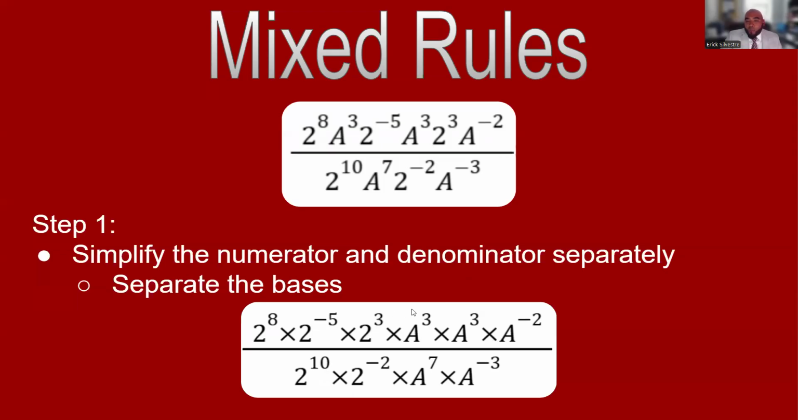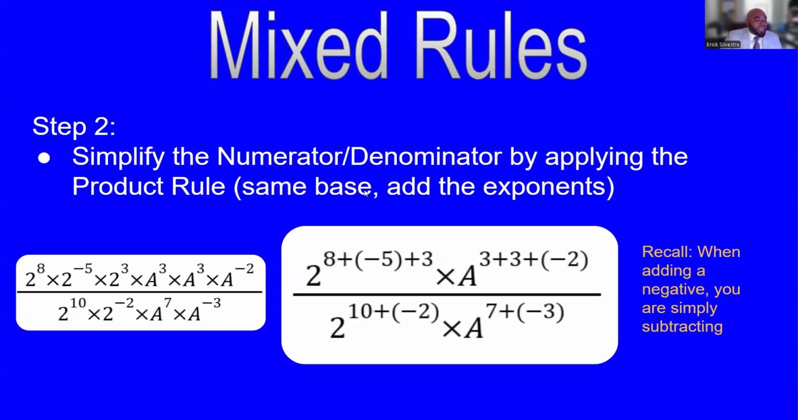Now, when I separated all my values here, I could actually find the same base, and then I could apply my rules. I could apply my product rule or my quotient rule, depending on what I'm dealing with, right? If I take a look at this, I know that my base of 2, since I'm multiplying in the numerator, I have to add the exponents. So I have 8 plus negative 5 plus 3. Same thing happens with my variable a. I have a raised to the third power plus 3 plus negative 2. In the denominator, I have 2 to the 10 plus negative 2, and I have a to the 7 plus negative 3.